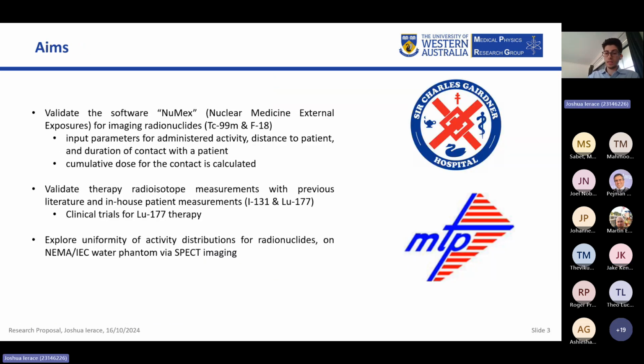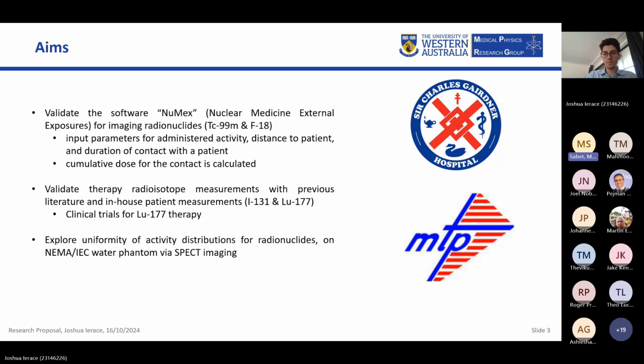Yes, so there is a list in Christine's thesis of all the procedures that were performed at Sir Charles Gairdner Hospital. And I'm pretty sure those included gallium scans. So there's a few different ones. Yeah, gotcha. It includes a wide variety of radioisotopes. Okay. Thanks, Josh. Mashid.